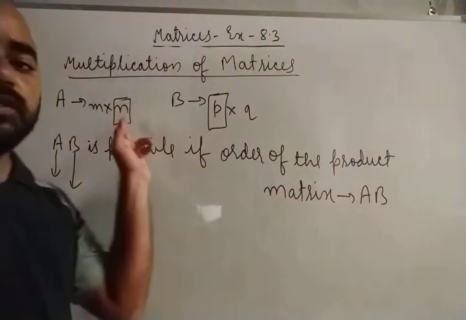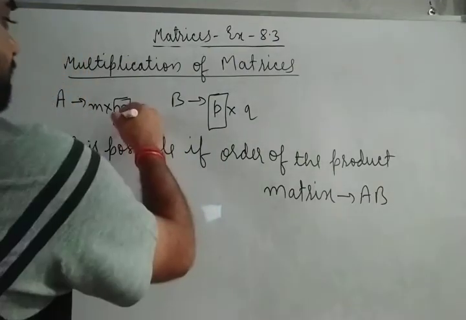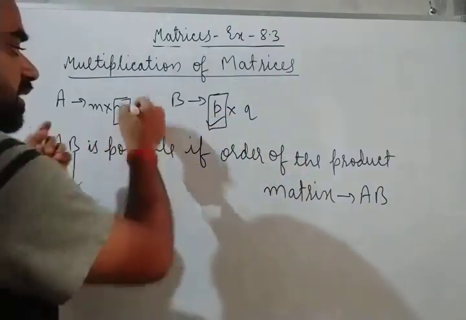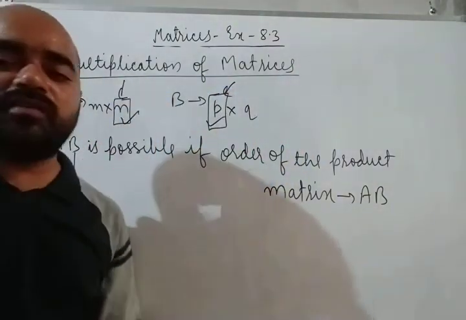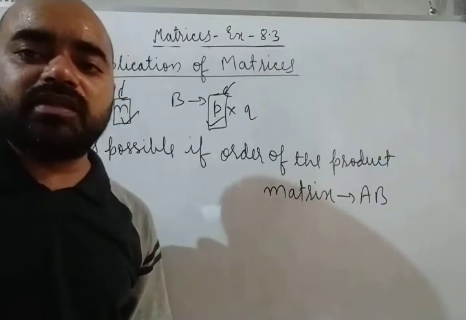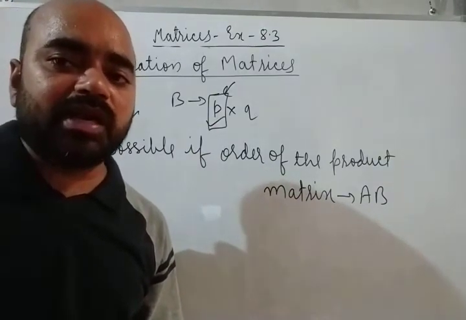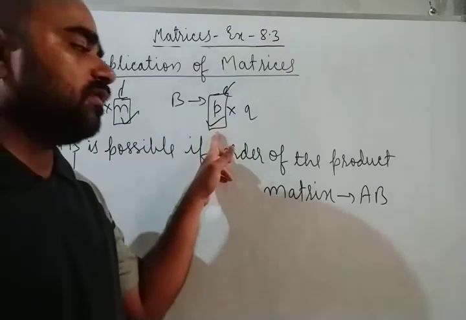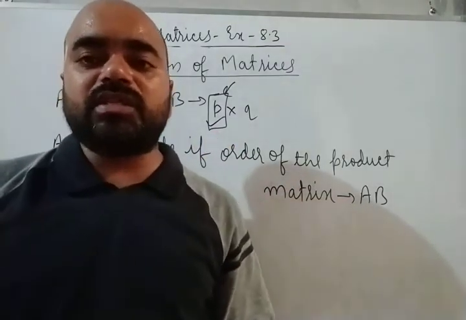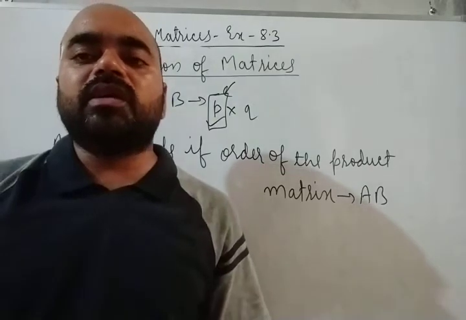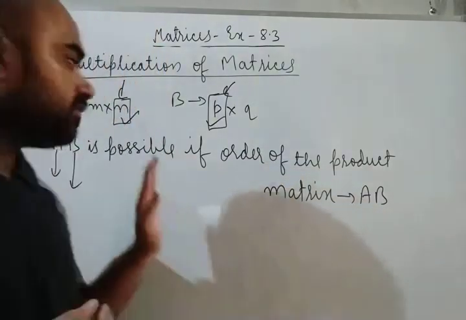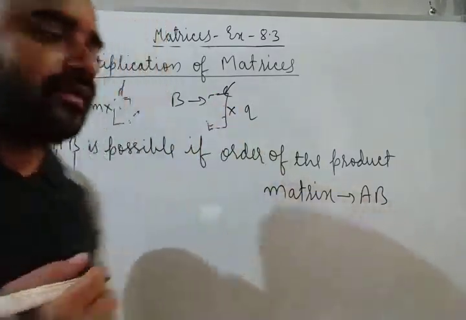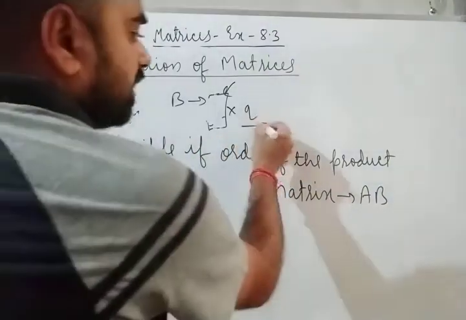Simple. See, these two values are the same. It means n and p are the same. Now these two numbers are required only to check whether the matrices can be multiplied or not: the number of columns in the first matrix and the number of rows in the second matrix. Now we have already checked multiplication. It means these two are done. What is left here? Here m is left and here q is left.